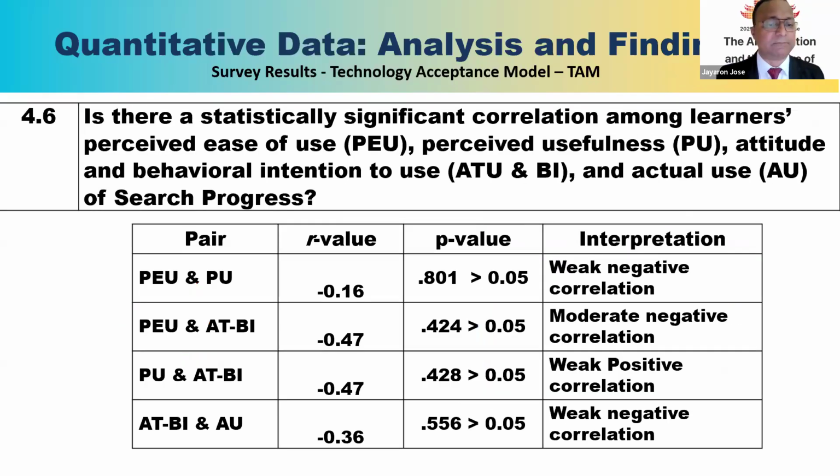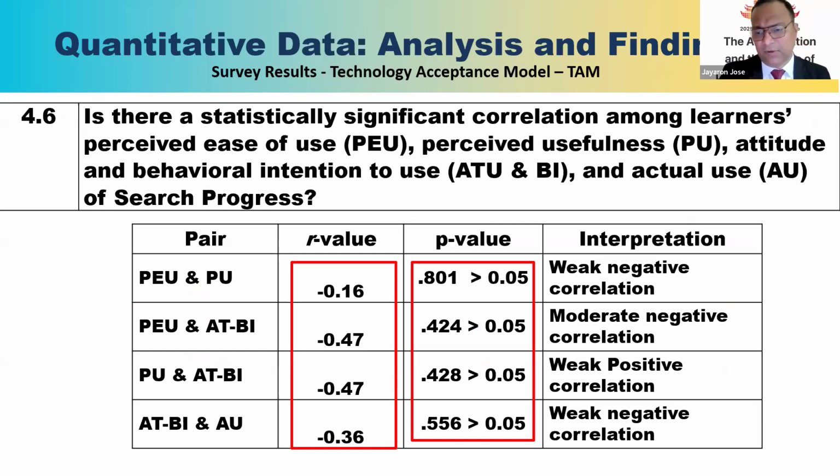So is there a statistically significant correlation among learners' perceived ease of use, perceived usefulness, attitude, behavioral intention to use, and actual use of Search Progress? This is in the framework of TAM. This is the R value and probability. I didn't get any statistically significant responses, and for some of the items the correlations were weak. So that shows that the impact is not simply because of Search Progress. It might be other factors that played a role.